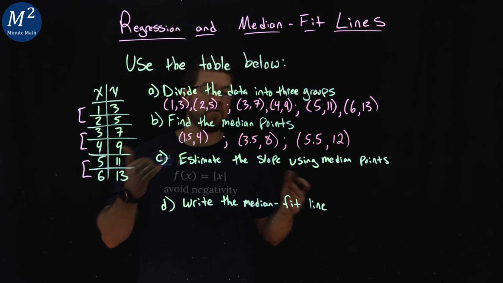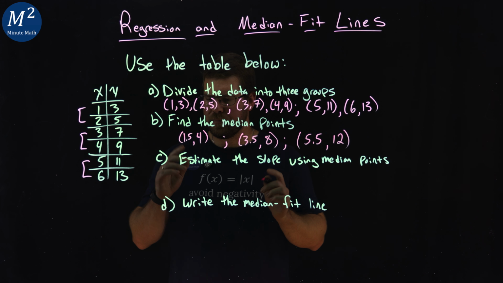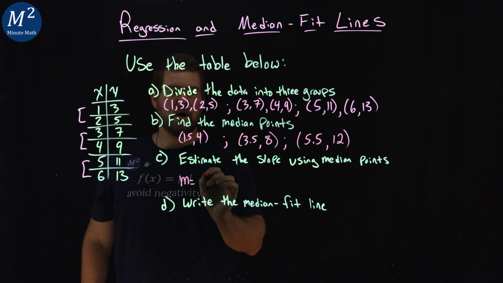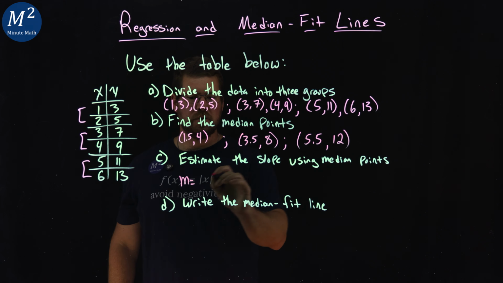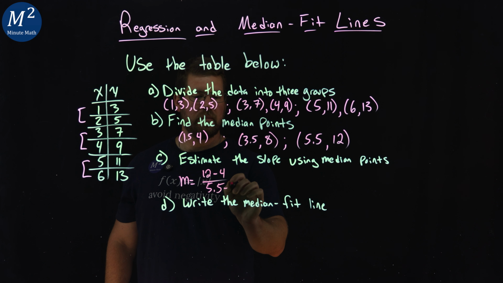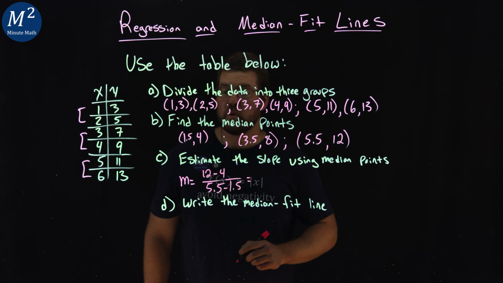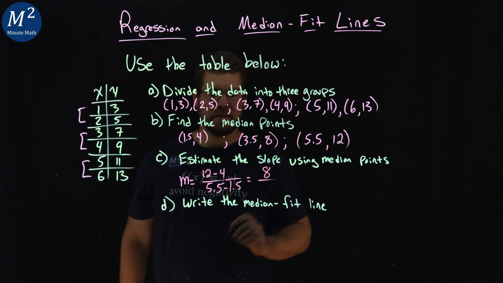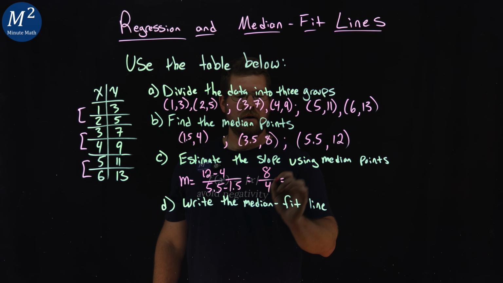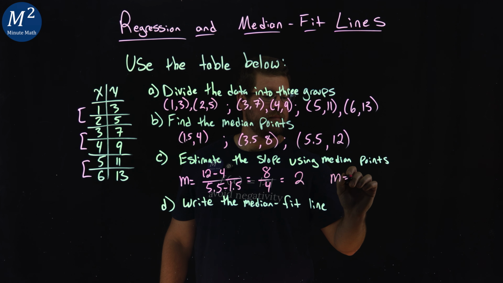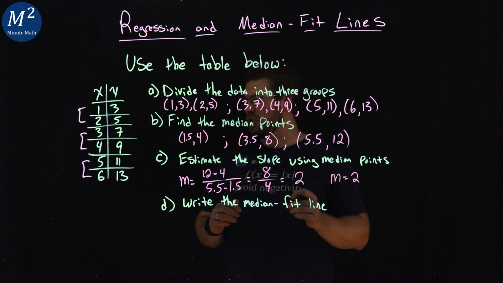So now we want to estimate the slope using the median points here. So our slope is y2 minus y1 over x2 minus x1. Let's use our first and last points here. So y2 is a 12 minus y1, which is 4, over x2 of 5.5 minus a 1.5, x1. Well, 12 minus 4 is an 8, and 5.5 minus 1.5 is a 4, and so we got a slope of 2. So our slope here is 2.